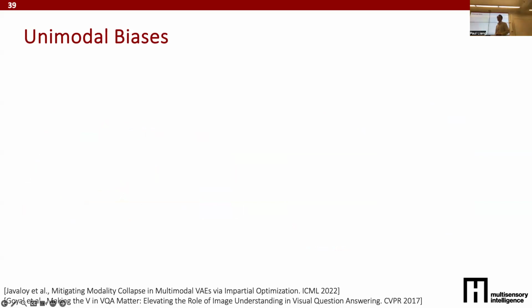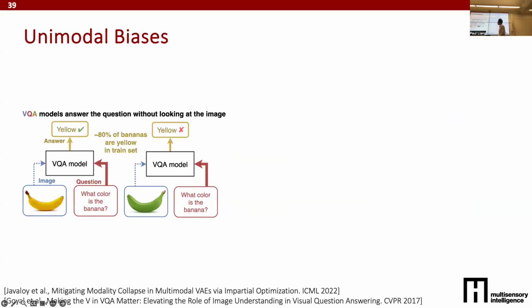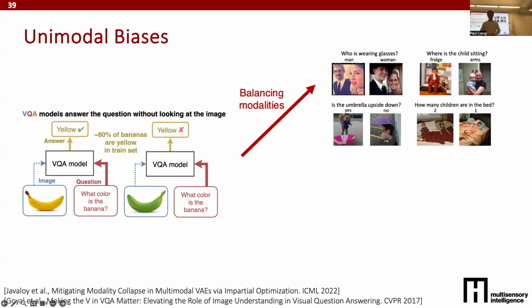So there are several ways of alleviating it. The natural way is to just rebalance your data set. The VQA first version had a bunch of these asymmetries, and then afterwards, when VQA 2.0 was released, they always had both. They made sure for every question there were both possible images that could give both possible answers. So is the umbrella upside down? You always see yes and no. Where is the child sitting? There are always different locations.